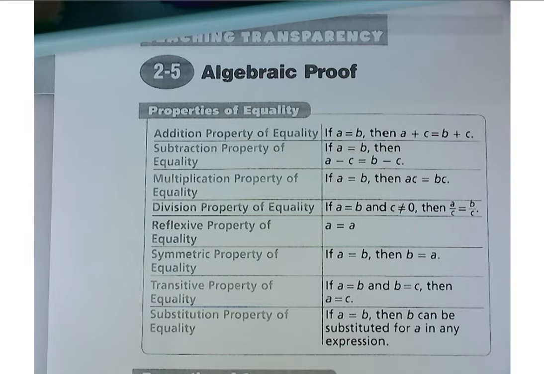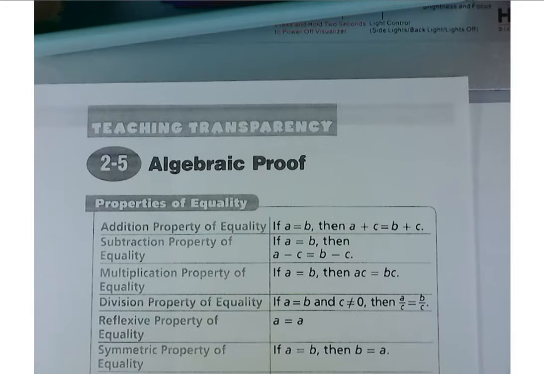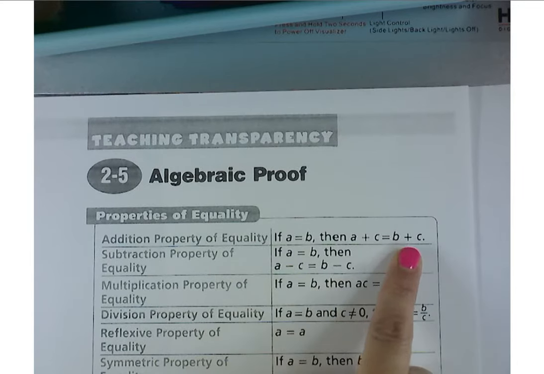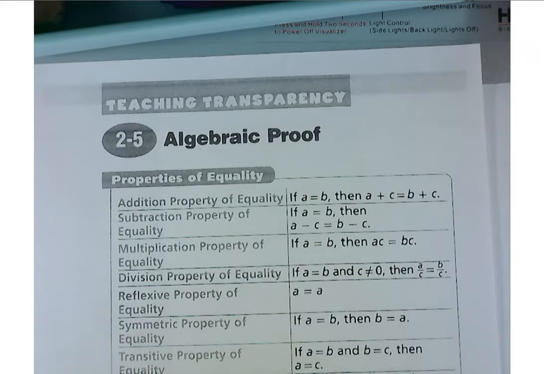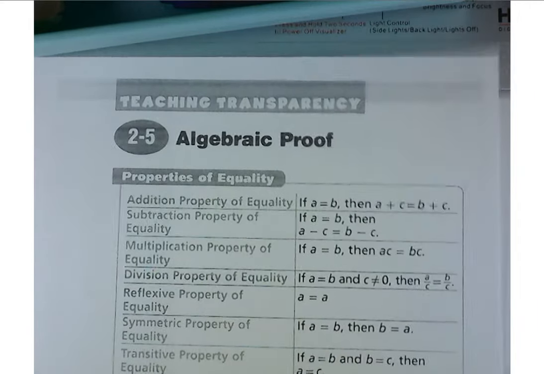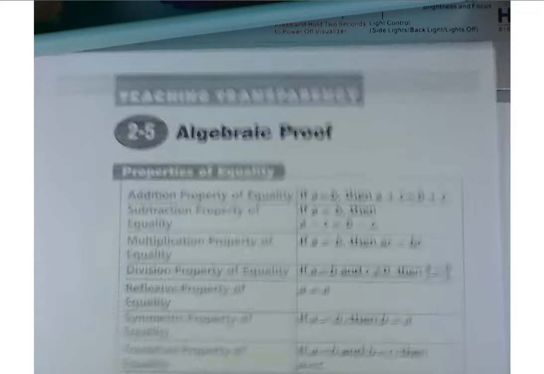Okay, so the first few properties we're going to go over are the properties of equality. And we have 3 of them. You have addition, subtraction, multiplication, and division. So here they give you some examples. If A equals B, then A plus C equals B plus C. Really what you're going to see from one step to the next is that something was added to both sides of the equation. For subtraction, something would be subtracted from both sides. Multiplication, something would be multiplied to both sides. And then division, something would be divided by both sides.